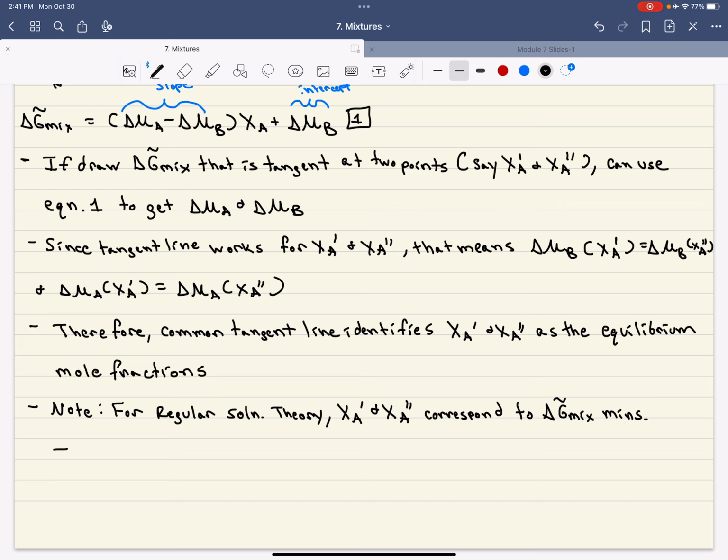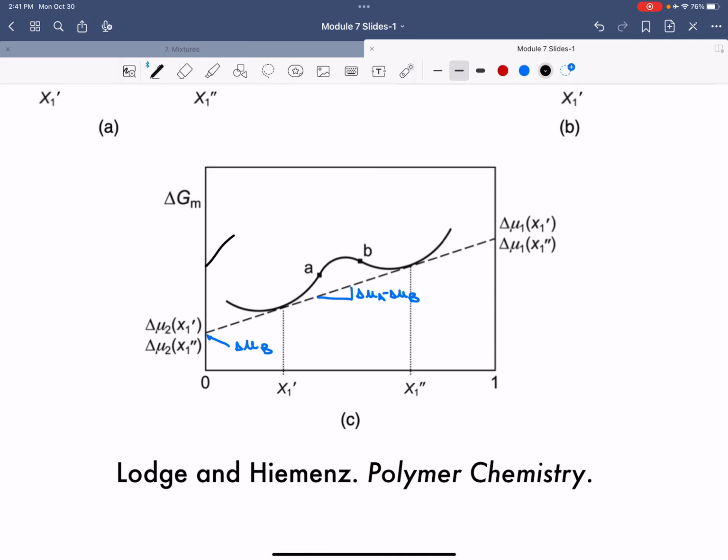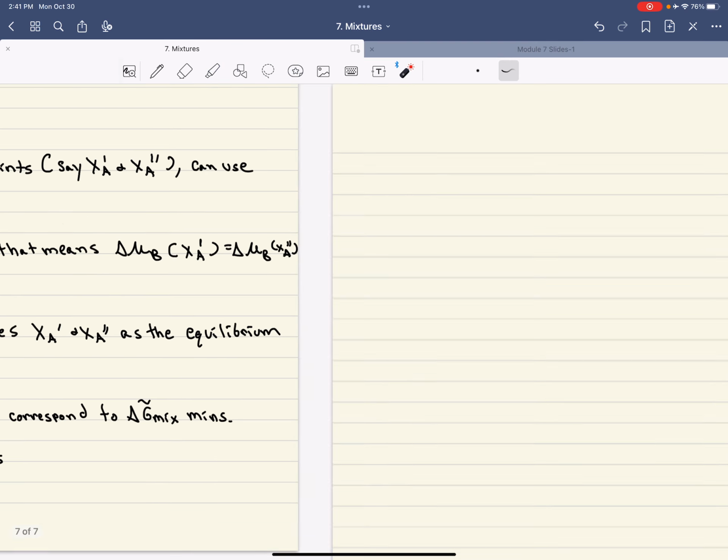Okay? But in general, that's not true, right? So this is not true for other delta G mixing models, right? And so if we look at more complicated models, you can't really just calculate the minimums of this delta G mixing curve. You actually need to find where the chemical potentials are equal to one another. Okay?